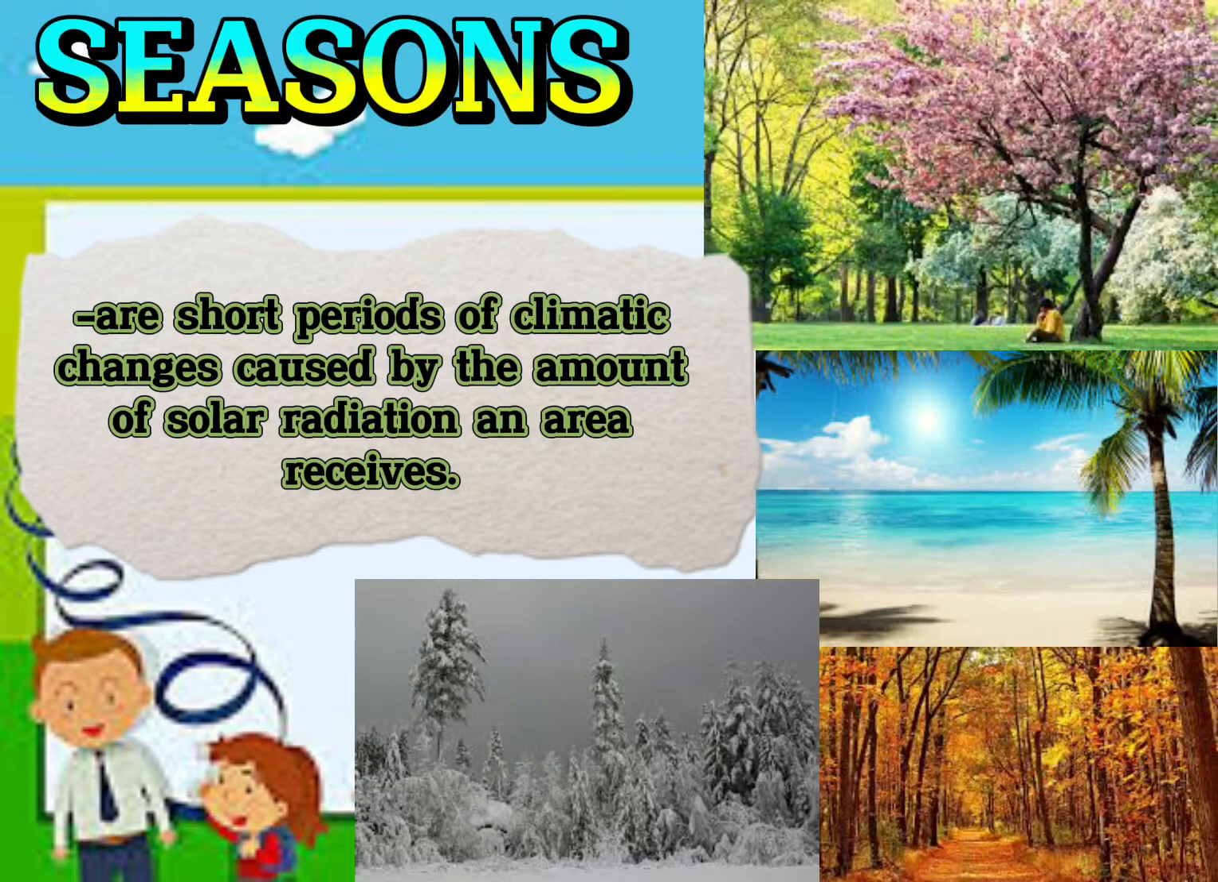So let's now proceed to the seasons. Now, seasons are short periods of climatic changes caused by the amount of solar radiation an area receives. Because Earth is tilted, different areas of Earth receive different amounts of solar radiation throughout the year.